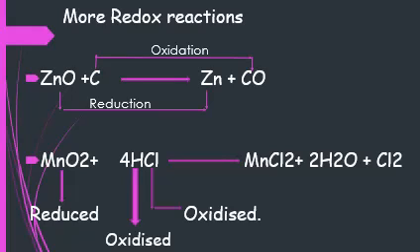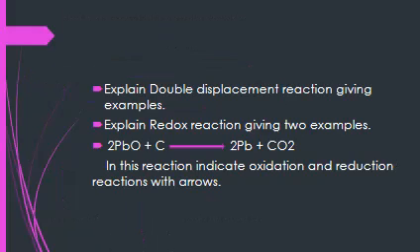The next slide is about your exercise. So this is your exercise. First one, explain double displacement reaction giving examples. Second one, explain redox reaction giving two examples. And third one, lead oxide plus carbon gives Pb, lead, plus CO2. In this reaction, you have to identify which one is oxidation and which one is reduction reaction.